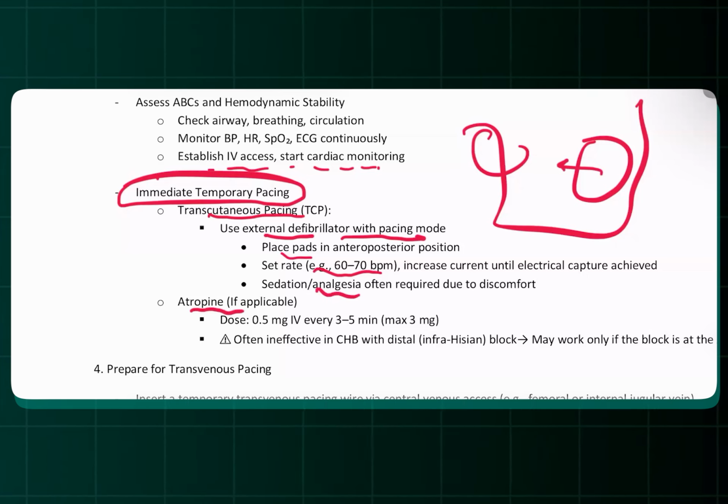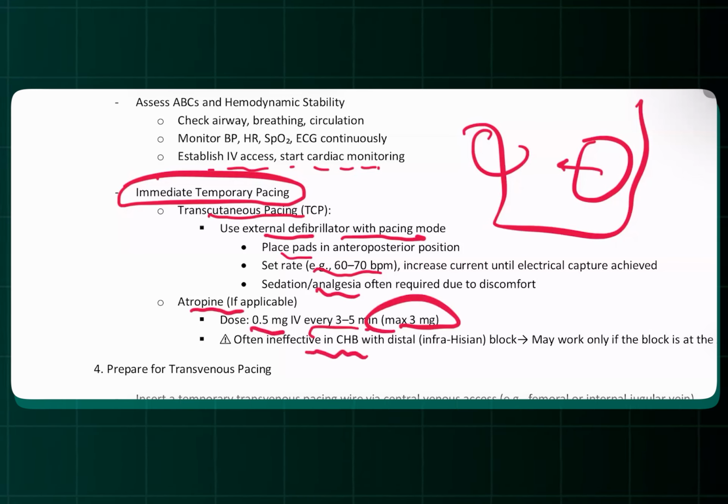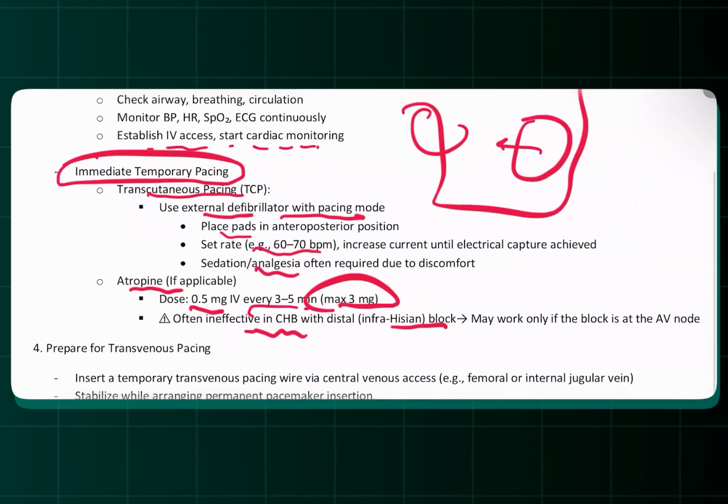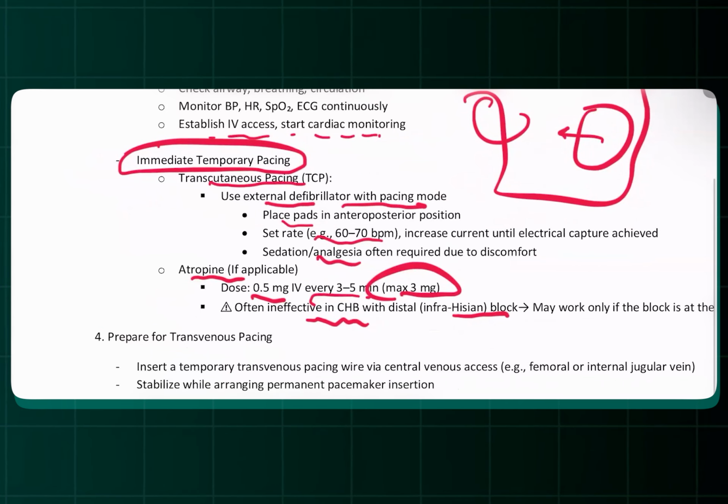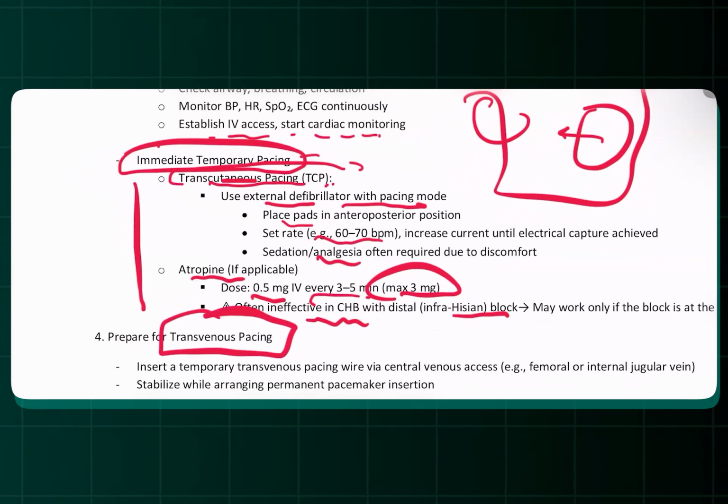Atropine, you can give 0.5 milligrams every 3 to 5 minutes, maximum 3 milligrams, as per the algorithm. It usually does not help in complete heart block. It may work only if the block is at the AV nodal level. And yes, while you have done the immediate temporary pacing with the jacket or the transcutaneous pacing, immediately prepare for temporary transvenous pacing via central venous access.